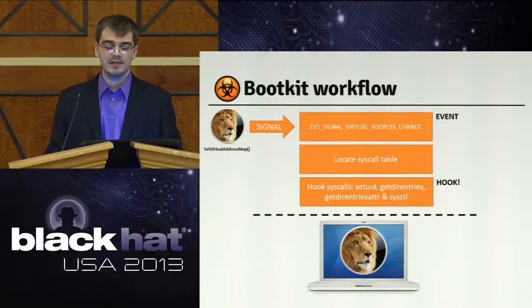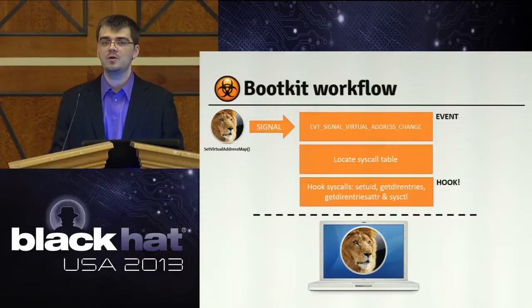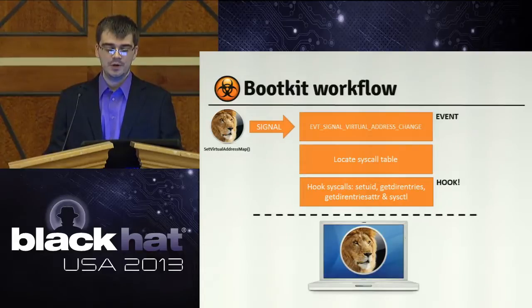So that triggers that event, which I mentioned, which is the virtual address change. That tells us macOS is ready to be booted, and that the next command it will call is the one which actually unloads all the drivers which are running only during the boot. That triggers the part of the code which actually locates the syscall table. And from that syscall table, we are just hooking a few functions which enable us to do all those things we set out to do. So we are hooking setuid, get directory entries, get attributes, and syscall as well.